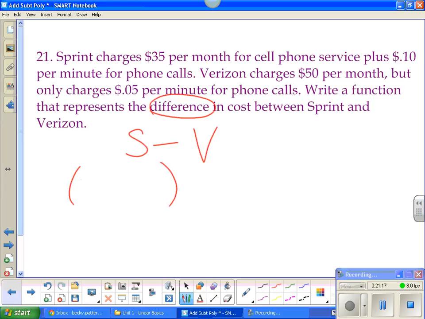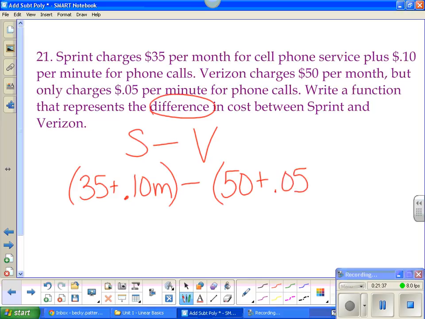Well, they charge $35 per month plus, now be careful with this, don't write 10. This is 10 cents per minute. Minus, Verizon charges $50 per month, but they only charge 5 cents per minute. Again, the decimals are really important right here. Okay, and again, we talked about it with the minus sign. We're going to change it to a plus. Change the sign of both these guys behind it, and then I'm going to add my like terms.